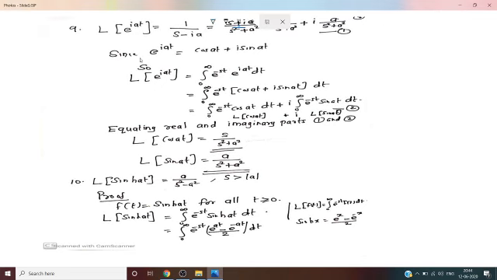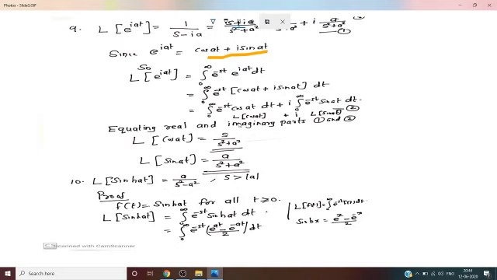Now we know that e raised to iat equal to cos at plus i sin at. You all know, e raised to ix equal to cos x plus i sin x. Similarly, e raised to iat equal to cos at plus i sin at. Therefore, Laplace transform of e raised to iat equal to integral 0 to infinity e raised to minus st into e raised to iat dt. Now replace e raised to iat by cos at plus i sin at. You will get integral 0 to infinity e raised to minus st into cos at plus i sin at dt.